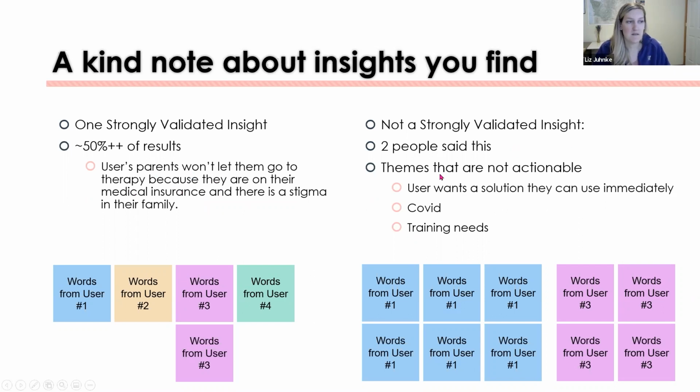Whereas over here, the themes that are not actionable are things like the user wants the solution really quick, they need it now, or COVID, or these are training needs bucket. These are not actionable to me or a product manager. So that's hopefully the difference.